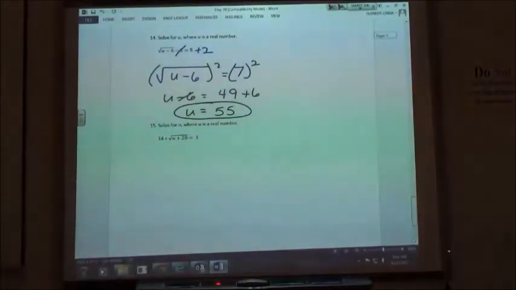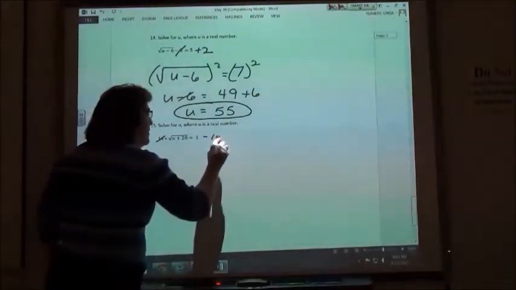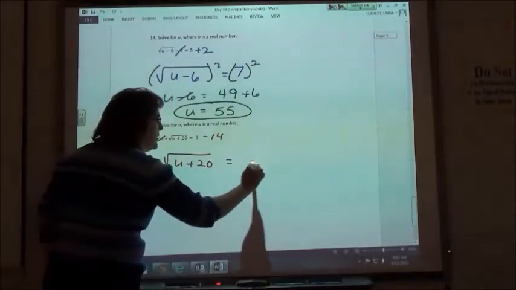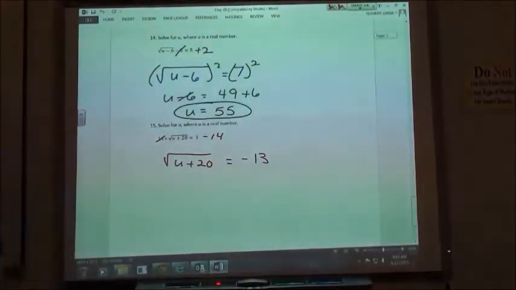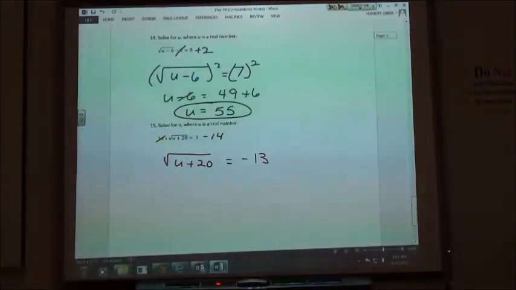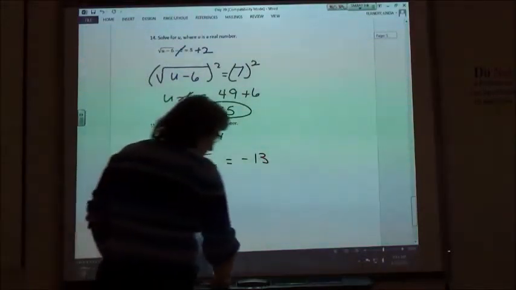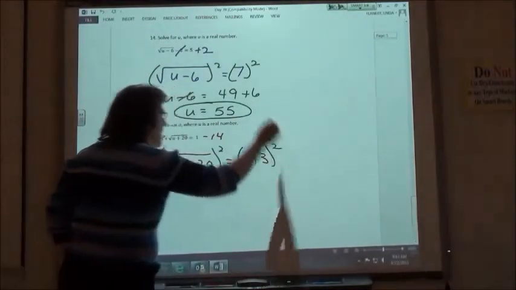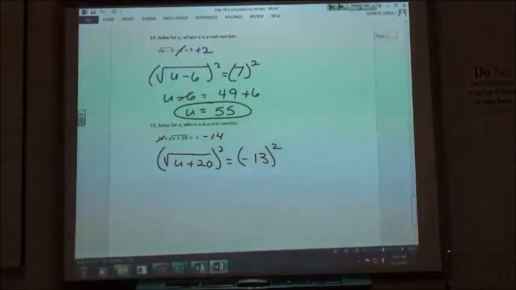Number 15 then, if I want to solve for u, what should be my first step? First I have to minus the 14. So I would have the square root of u plus 20 equals negative 13. Then what would I do with that? Square both sides. And if I square both sides, what am I going to get? U plus 20.